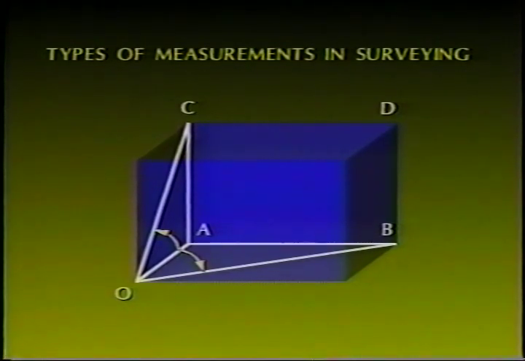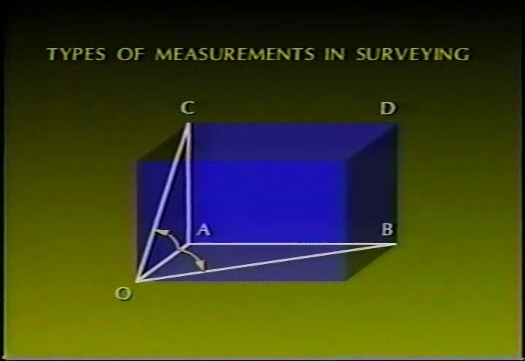There are three basic requirements for determining a horizontal angle. As shown here, they are the reference or starting line, line OA, the direction of turning, in this case to the right from A towards B, and the angular distance, which is the value of the angle.